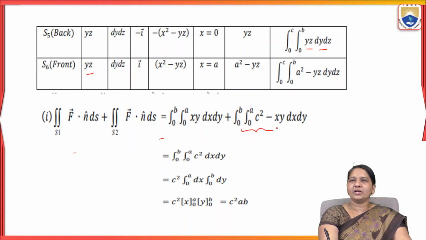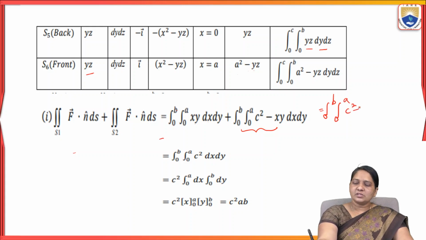After that we can evaluate this integral. So this is integral 0 to b, integral 0 to a, c square minus xy dx dy.